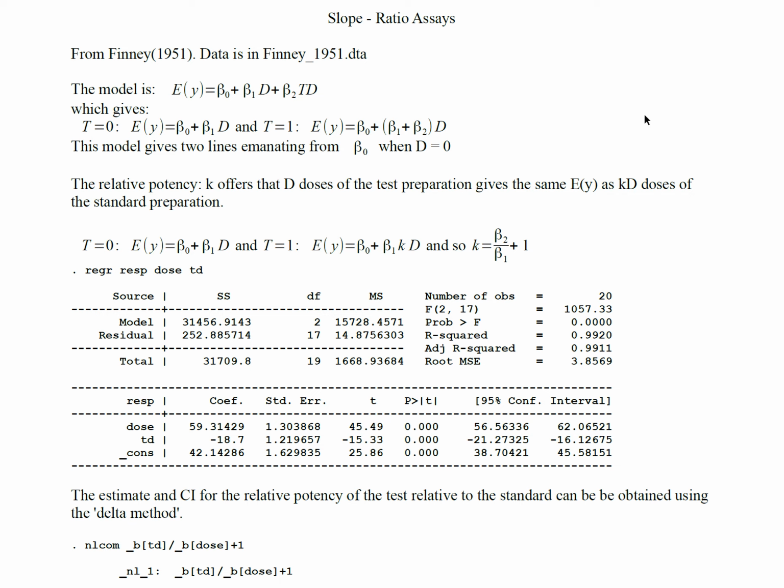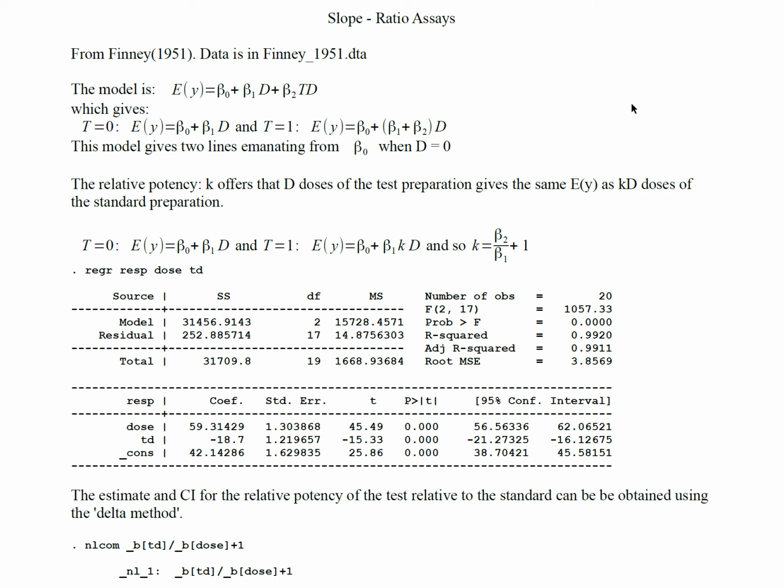For illustration here, to get us started, let's think of the model that I'm showing you here. This is where we are going to have an expected response. We've got two characteristics. We've then got the different doses that this preparation will have in two forms, a standard form and a test form. And we're wondering about the relationship between the standard form and the test form.